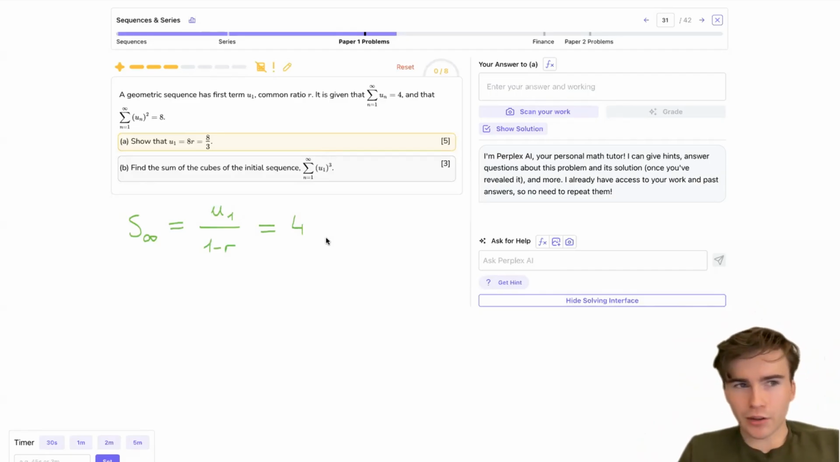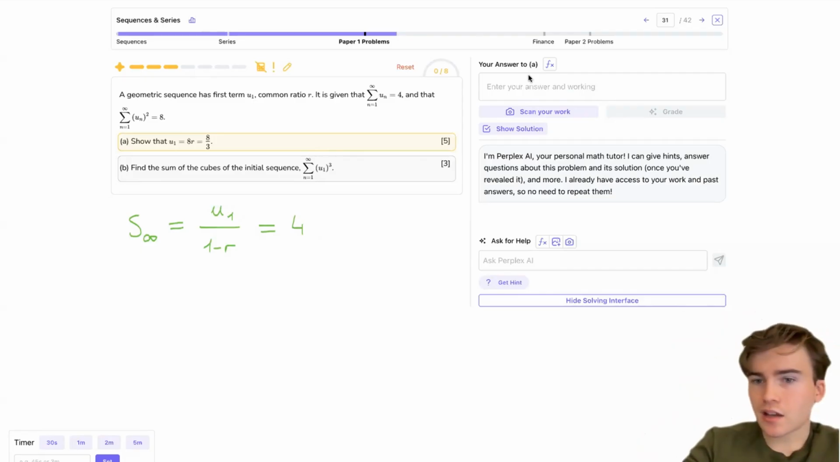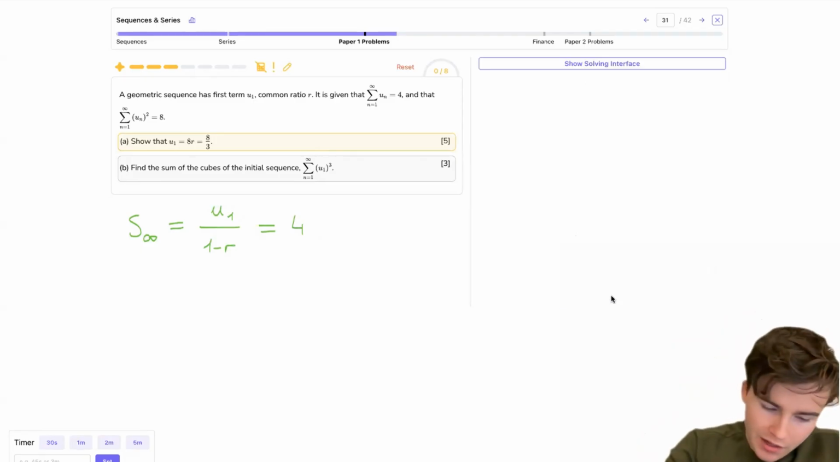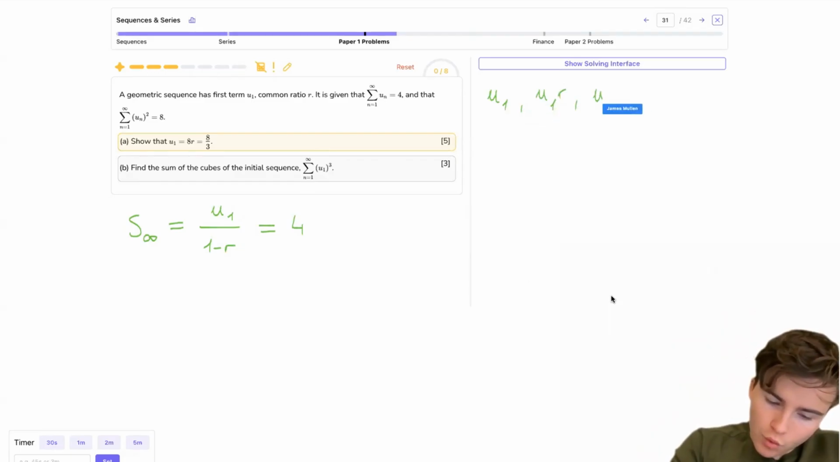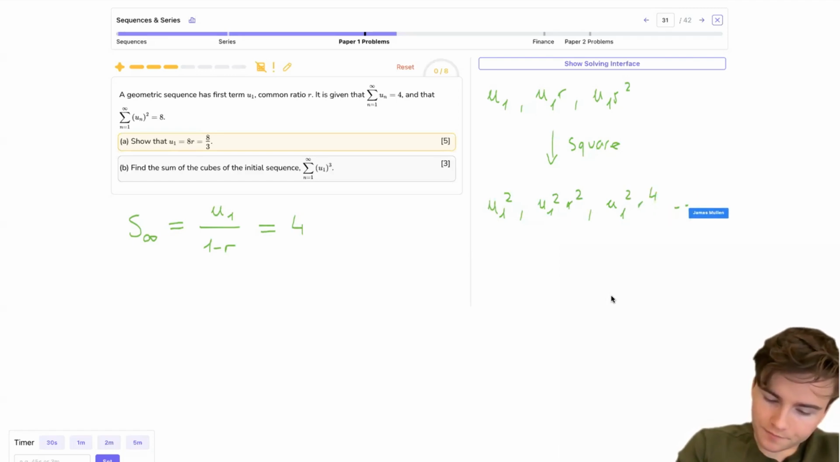And then I'm told that the sum of all the terms squared from 1 to infinity is 8. So let's think about what that's going to look like. If my original geometric sequence is, I'm going to make some room and write on the right here, u1, u1r, u1r squared, etc., then if I square every term, I'm going to get u1 squared, u1 squared r squared, u1 squared r to the 4, dot, dot, dot.